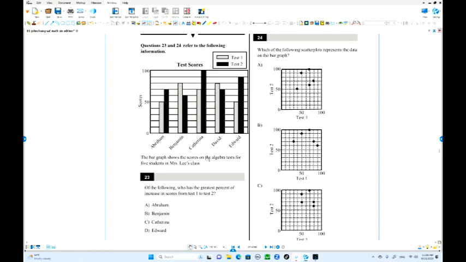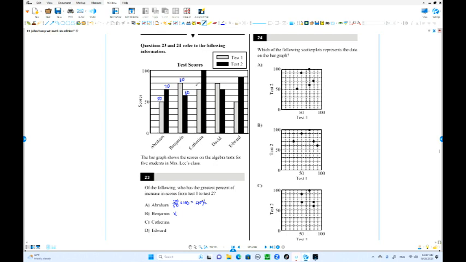We have a bar graph for five students. Of the following, who has the greatest percent of increase in scores from test 1 to test 2? From test 1 to test 2, how much increase? This one is 50, the next one increased to 70, an increase of 20 from 50. 20 over 50 times 100 is 40% increase. Benjamin is 82 to 60, that is a decrease. We don't need this one.